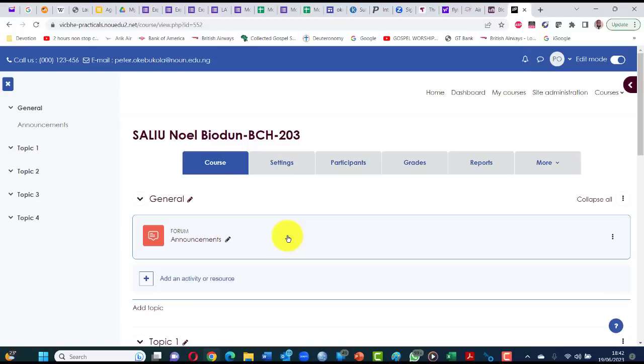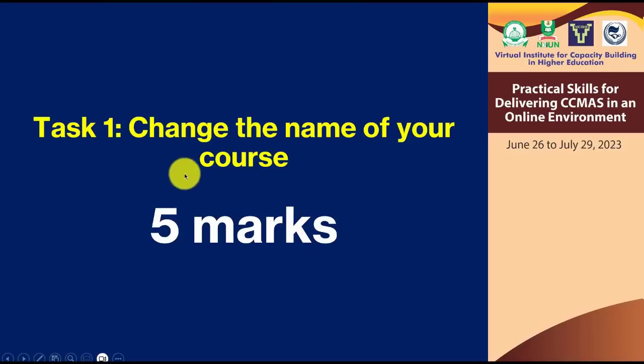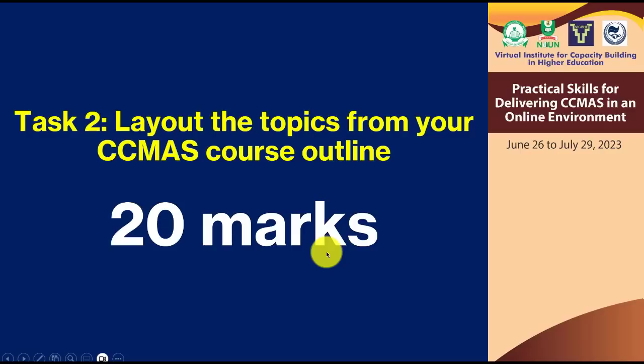Let's go on to task 2. Actually, changing the name is only 5 marks. I was wondering, how can you just get 10 cheap marks like that? So let's go on to lay out the topics from your CCMAS course outline. That will be 20 marks. How do we do that? This is how we do it.